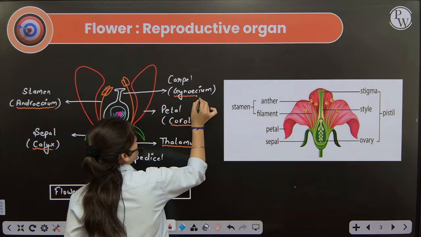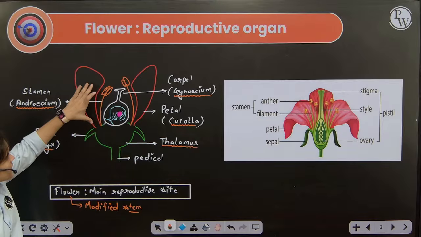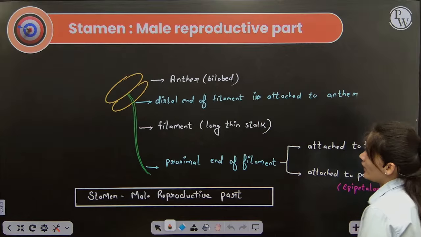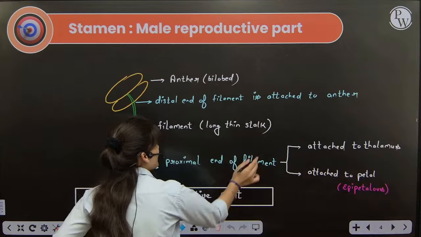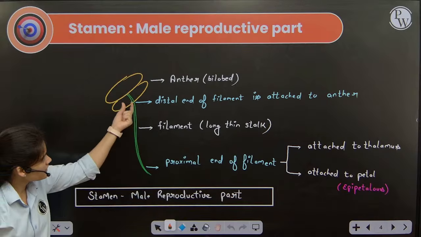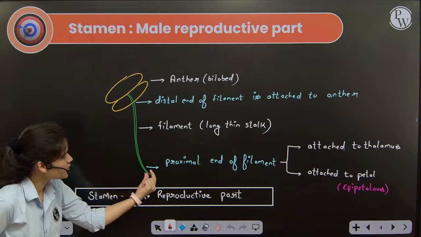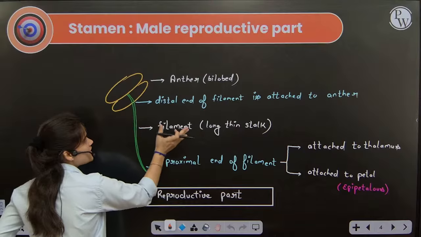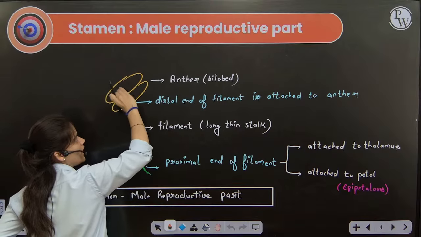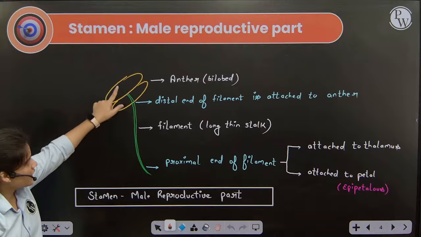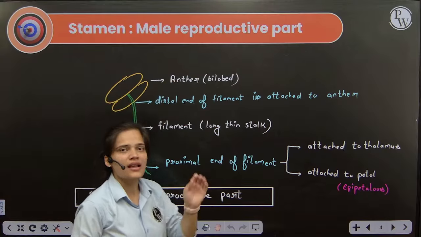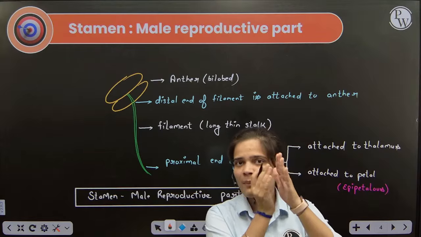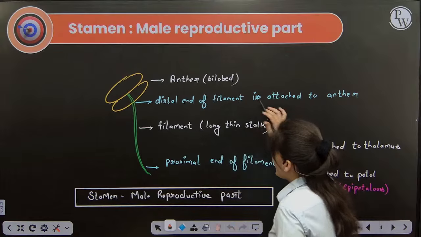So first we are going to start with male reproductive part, that is stamen. Okay. So stamen basically has two parts. This is the long thin stalk. That stalk of stamen is known as filament. Above this filament there is a bilobed structure, two lobes. That bilobed structure is known as anther.